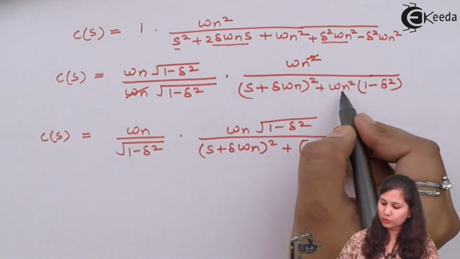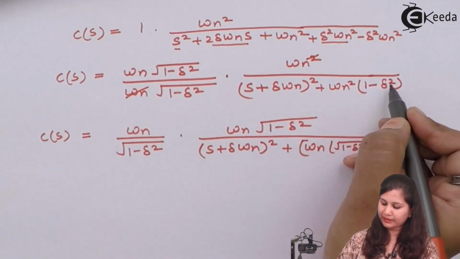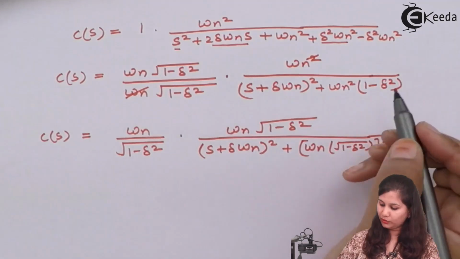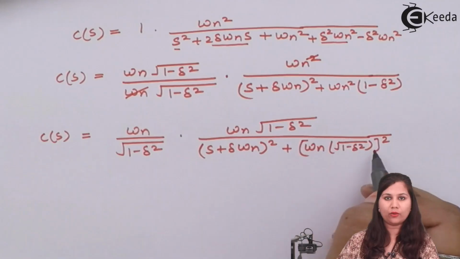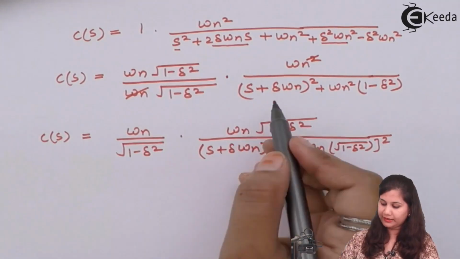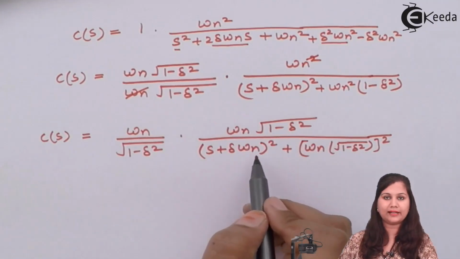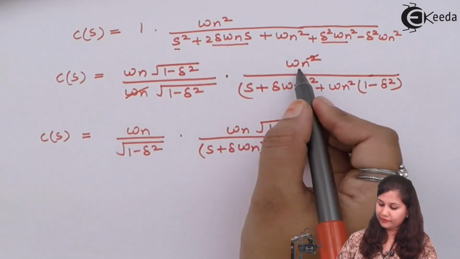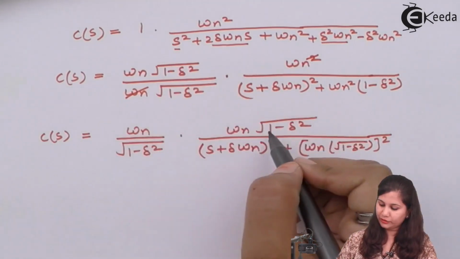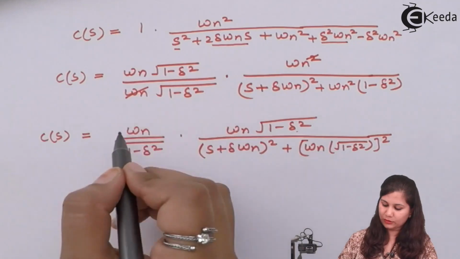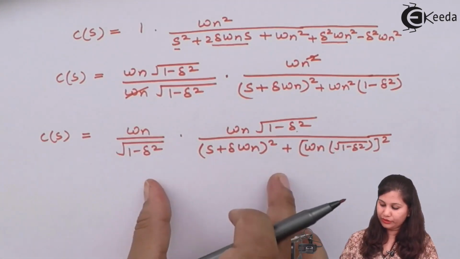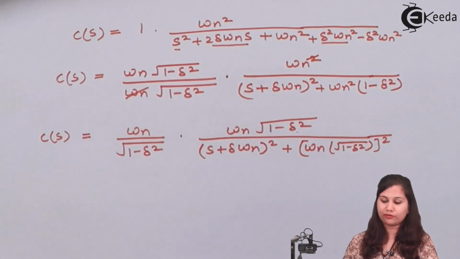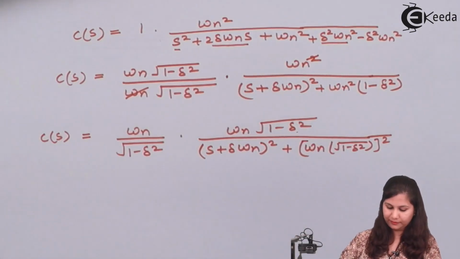We can write it as omega n under root of 1 minus delta square, whole square. Okay, omega n under root of 1 minus delta square and whole square is there, and then this is as it is, s plus delta omega n square, and here we have omega n under root of 1 minus delta square, and this omega n is written here. So now we are going to take the inverse Laplace transform of this expression.